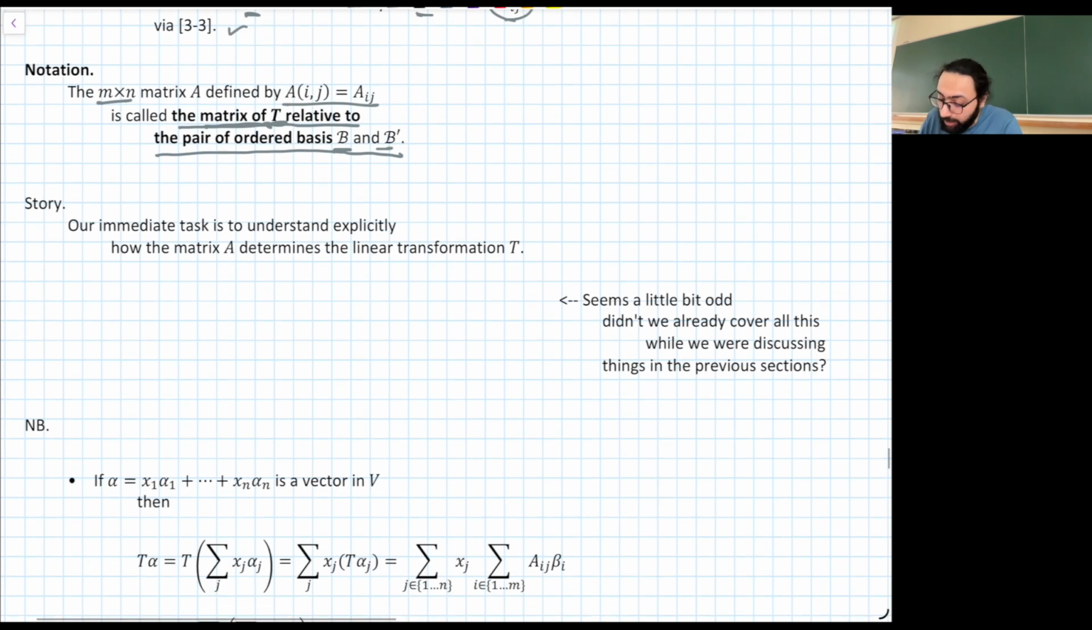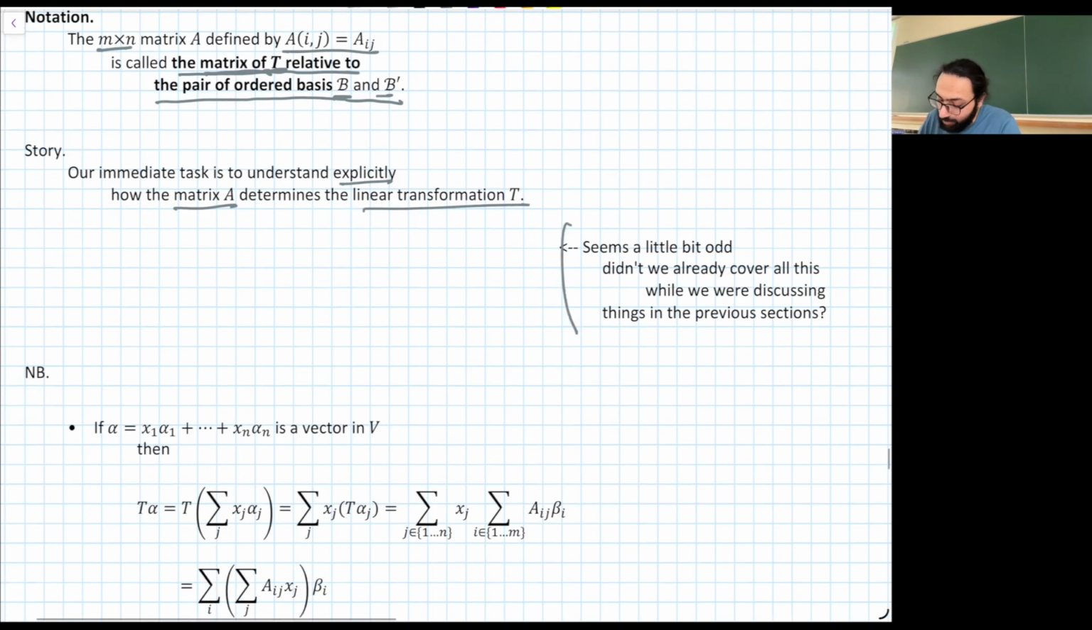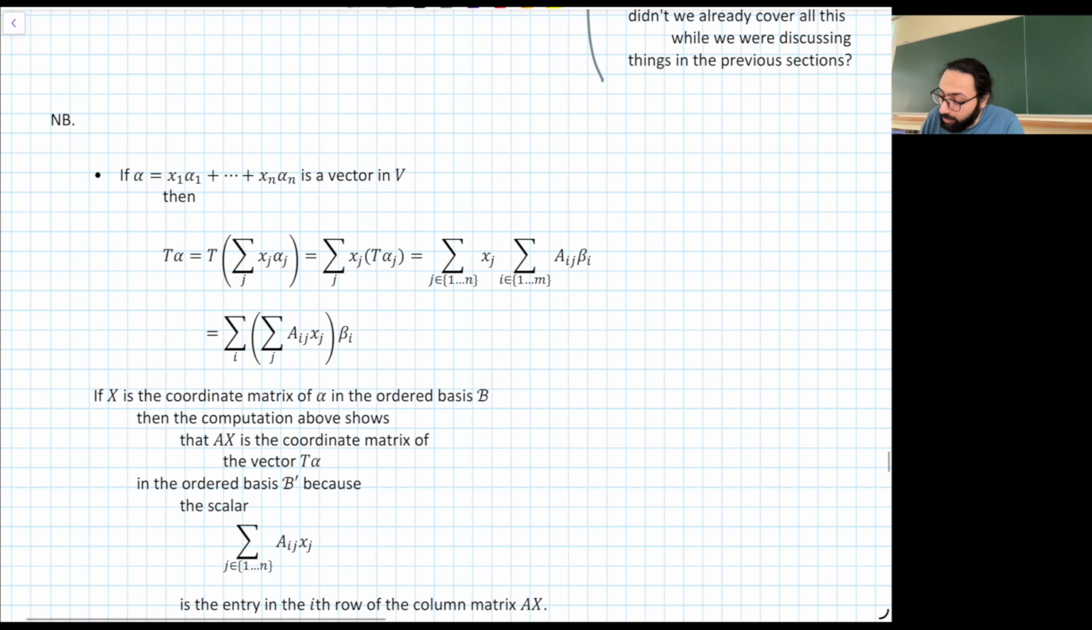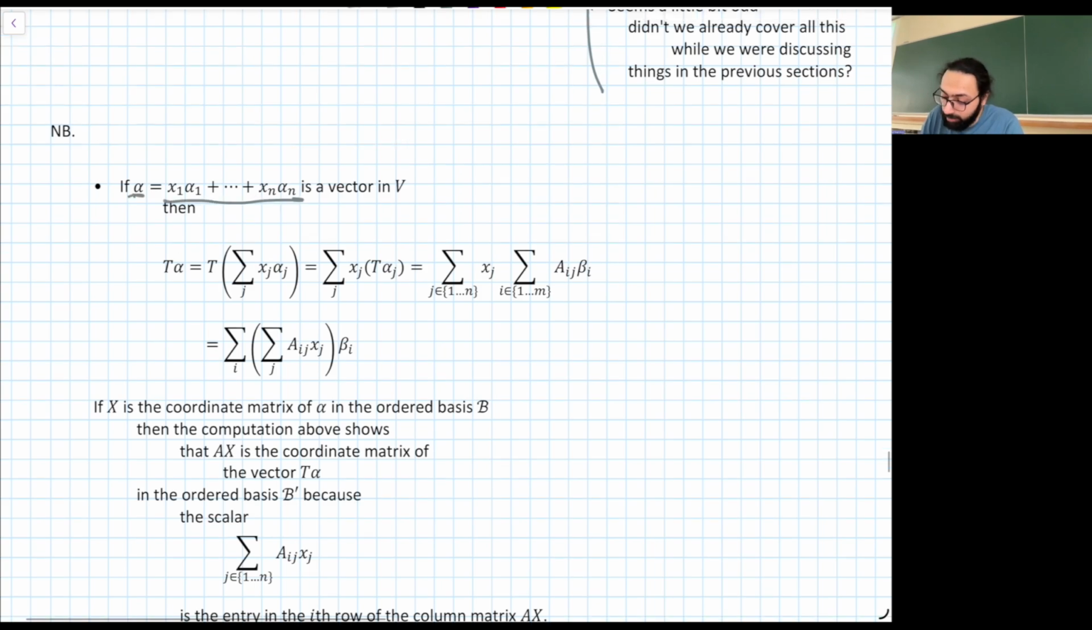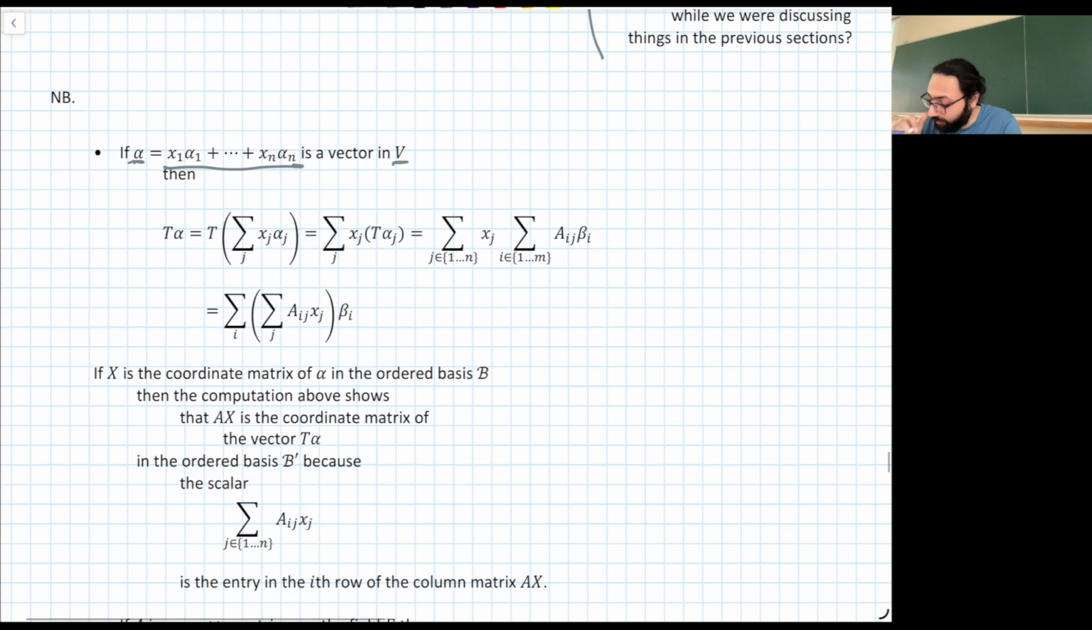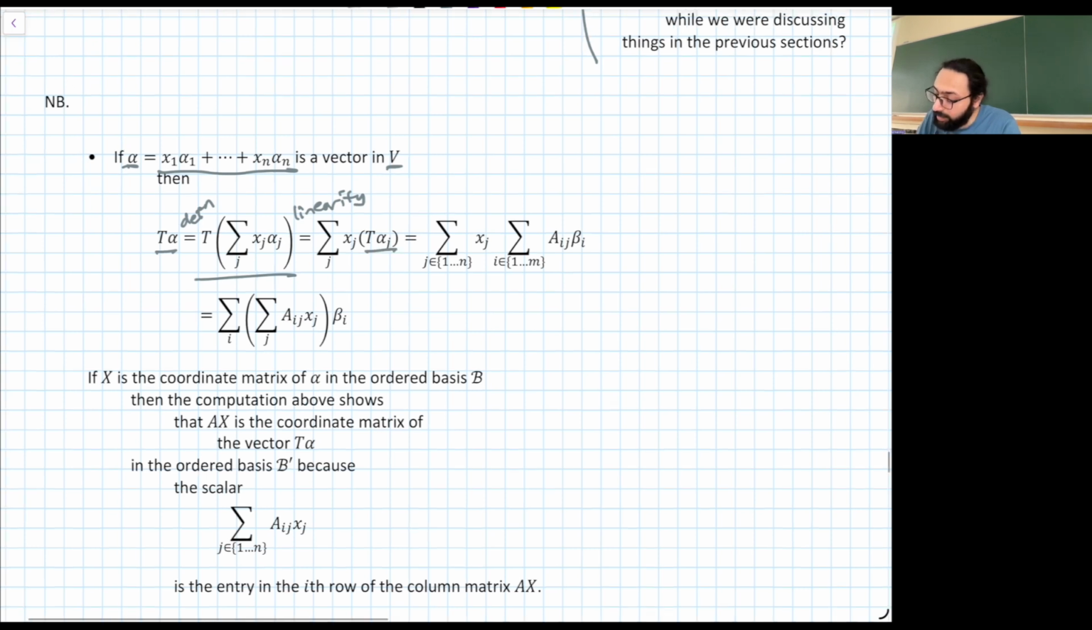Okay. All right. So now our immediate task is to understand explicitly how the matrix A determines the linear transformation T. Yeah, I think we're sort of discussing this. Okay. So right. So suppose that alpha is some vector in V. So we can write it as a linear combination of the basis vectors. Then T alpha one can write as follows. So this is just the definition. This is linearity, right? And now T alpha j, this is by definition. This is what we get in the end, right?